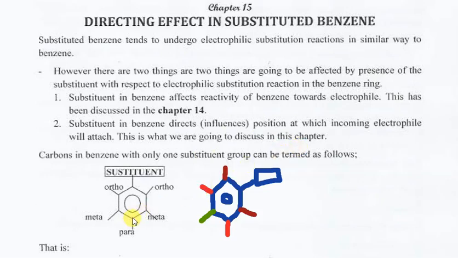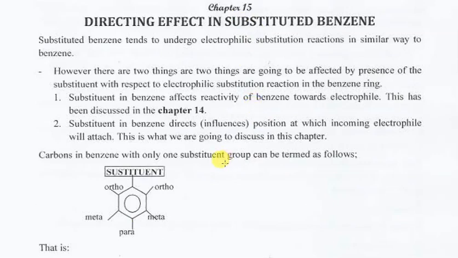Sasa kuna mwingine ambaye anachojua para ni hii. No, para is not this carbon. Para ni yule carbon ya tatu. 1 2 3 is para. From here 1 2 3 is para. From here 1 2 3 is para. Kwa hiyo ortho, meta na para inategemea na jinsi ambavyo huyo compound wako yupo. So from there ni kwamba substituent in benzene has directing influence positions at which incoming electrophile will attach.